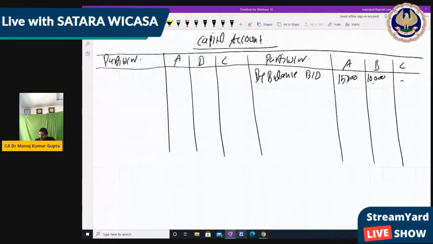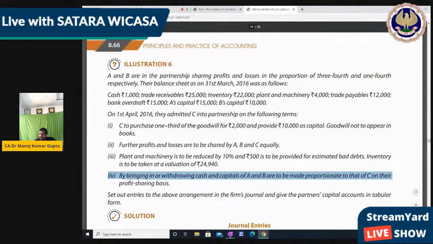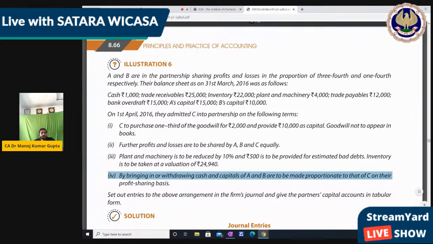So now go ahead further. What they say: they admit C and he brings 10,000 for capital, but 1/3 of the goodwill for 2,000, and provides 10,000 as capital. Goodwill does not appear in the books. So C purchased 1/3 of the goodwill for 2,000, meaning he paid 2,000. So in this case, what should we do? 2,000 is paid by him and 10,000 paid for capital, right?